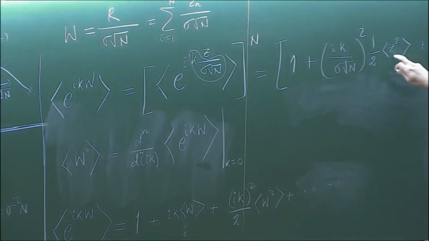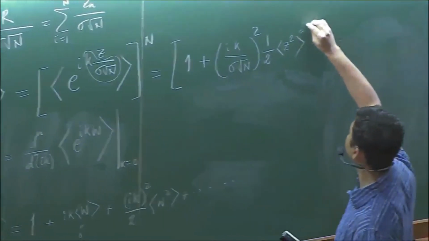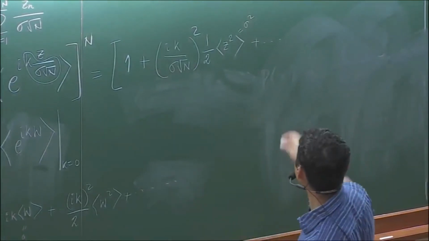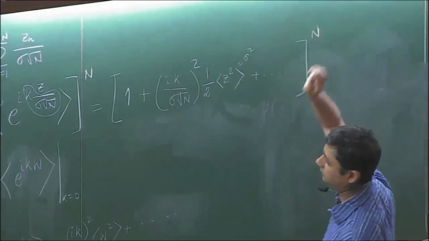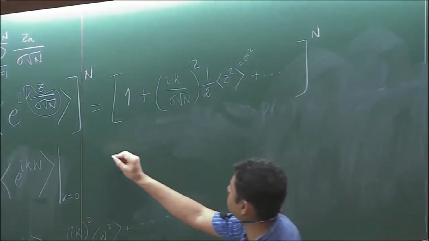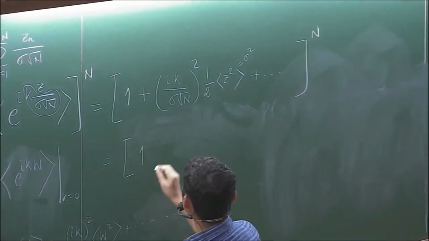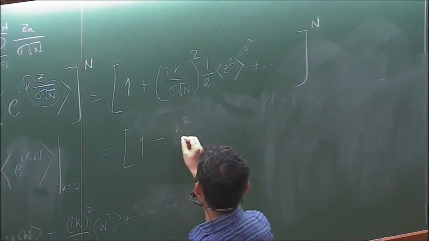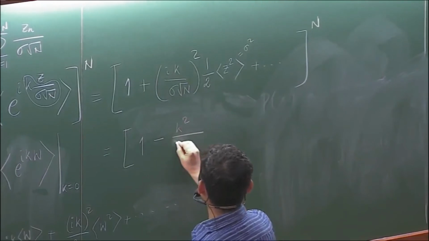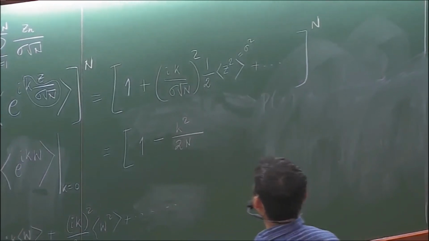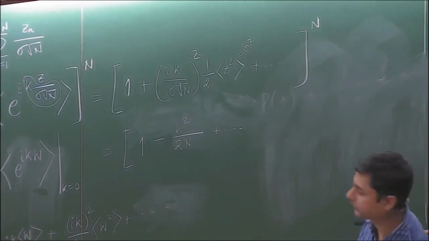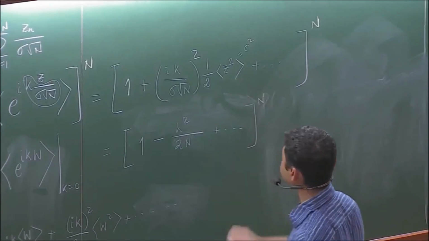But okay, what is z square? It's just sigma square, right? So that's why I scaled it with sigma so that I don't have anything, right? Plus higher order terms to the power n. So what is this? Let's simplify. 1 minus k square by 2n, plus higher order terms to the power n.